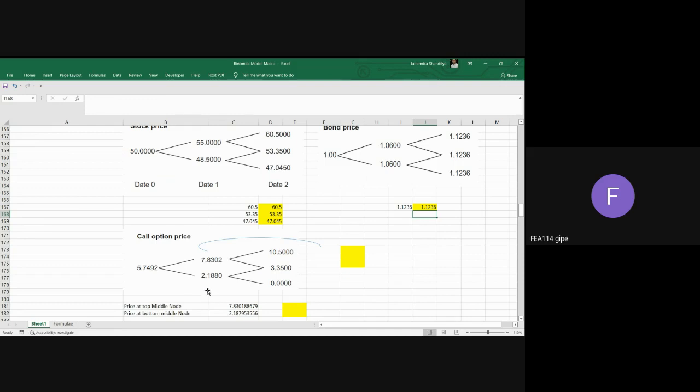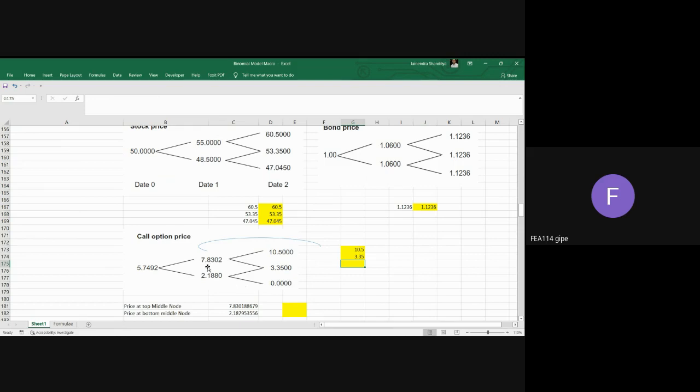So what happens is, this is the price of the call option, 5.7492. Price in the upper state, price in the down state, and this. So how come this 10.5? 10.5 is nothing but this 60.5 minus the exercise price of 50. Then 3.35, how does it come? This comes from 53.35 minus 50. And then, as you can see, the zero value is there because this is less than 50, so there is no value in this case.